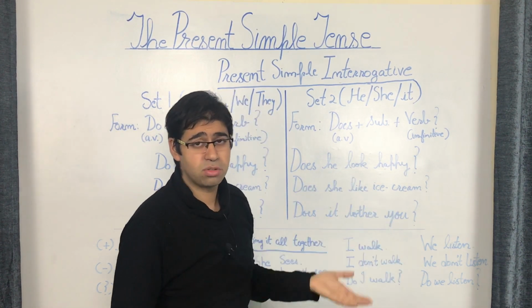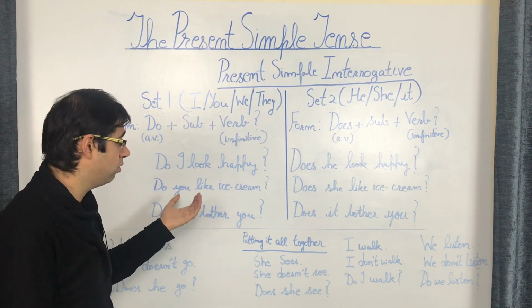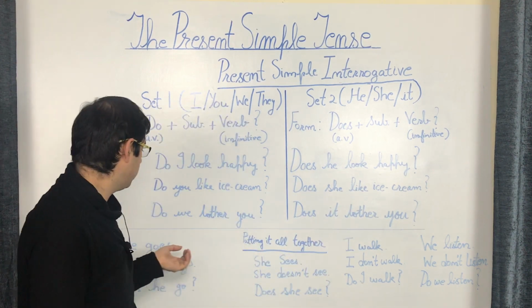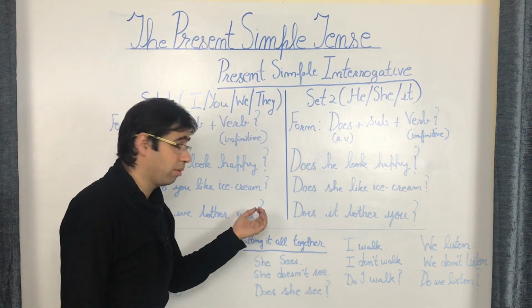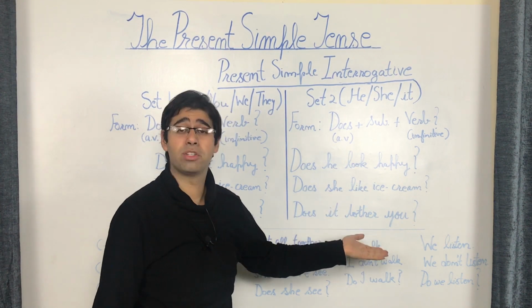Two more sentences to solidify that concept. We've got do you like ice cream? That's set 1, followed by does she like ice cream in set 2. And finally, do we bother you? Compared to set 2, does it bother you? And that's the formation of the interrogative.